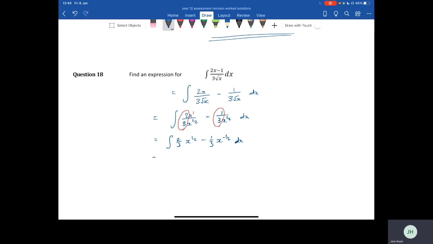Now I'm in a position where I can integrate. I'm going to write the 2/3 down, x, add 1 to the power, 3 over 2. If I divide by 3 over 2, that is multiplying by 2/3. And then minus 1/3 times x, add 1 to the power, it's going to be plus a half, and dividing by a half is the same as multiplying by 2, plus my constant. Tidying up, I've got 4/9 x to the 3 over 2 minus 2/3 x to the half plus c.